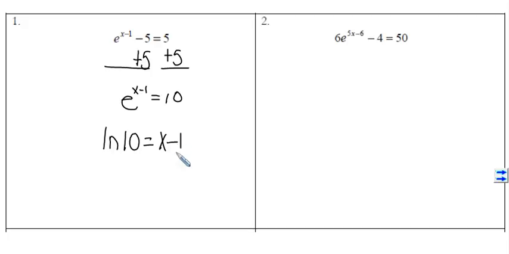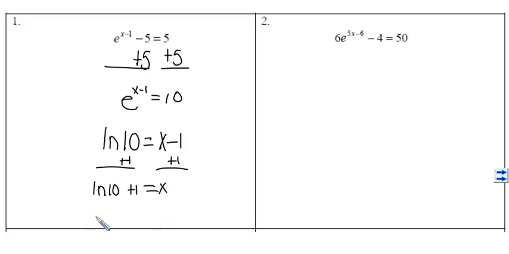Okay. Add 1 to both sides. I'm going to add 1 to both sides. Now don't let yourself be confused and think that it's now natural log of 11. This still needs to remain separate. So we're going to do the natural log of 10 plus 1.